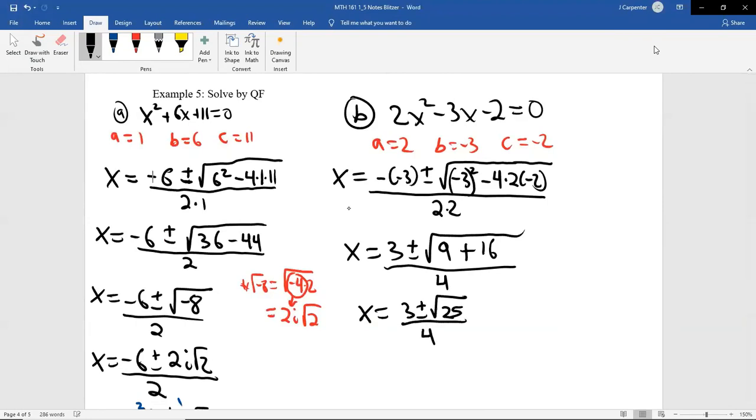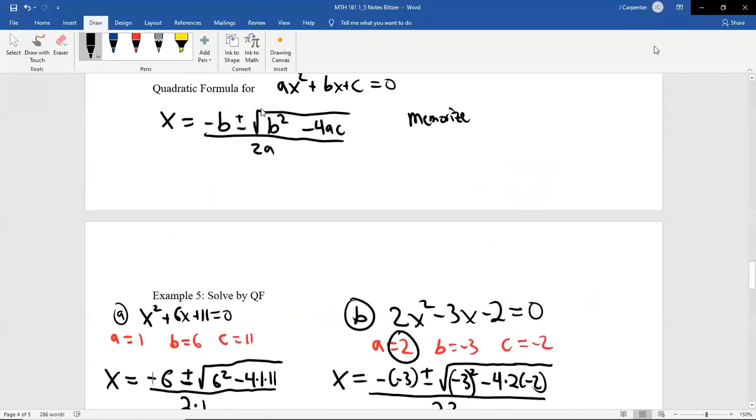Now this problem is easier. It's not a square root of -8. We're not pulling i's out. We're not breaking things up. We know the square root of 25 is 5. So this is a colon just so I can skip going down a line. X equals 3 plus or minus the square root of 25 is 5, and then all over the 4. So another question. No, A was +2, and that's just 2A in the formula.